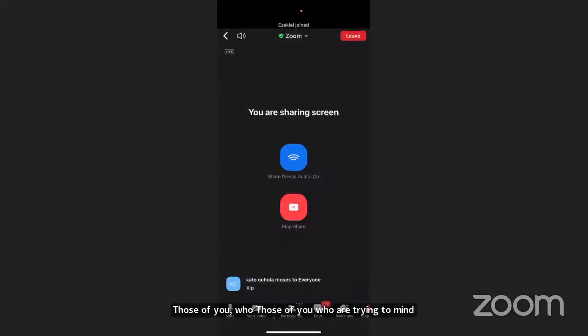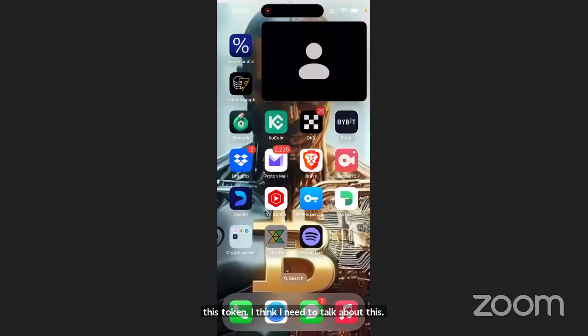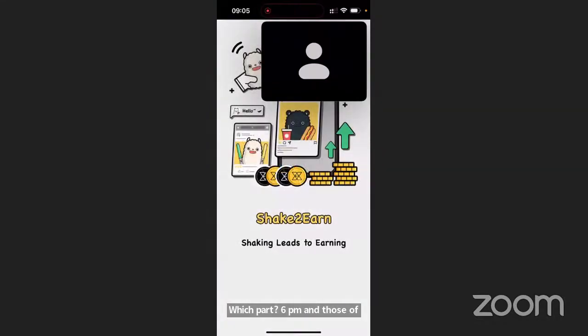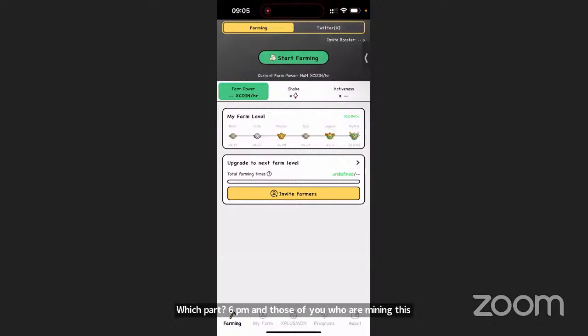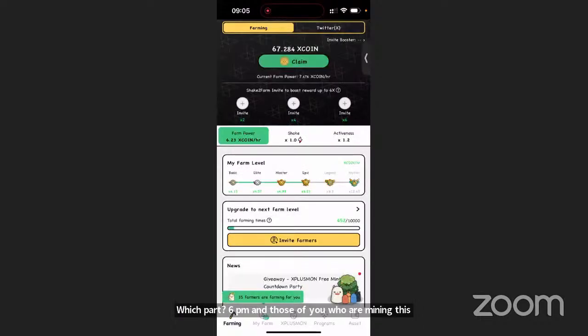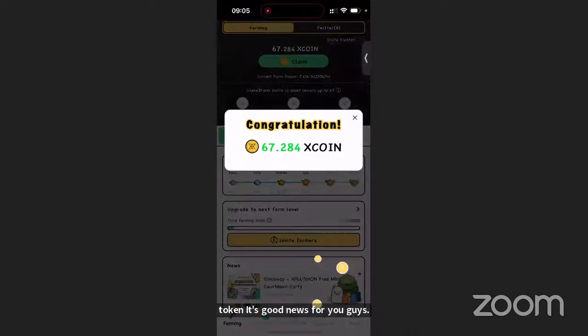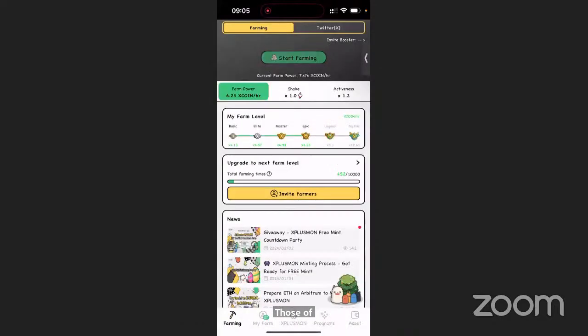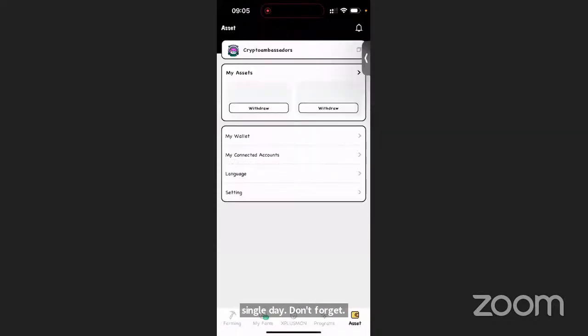Those of you who are trying to mine this token, I think I need to talk about this. Which app? XPL. Okay, those of you who are mining this token, there is good news for you. Make sure you always claim your tokens every single day. Don't forget. And as you claim, your tokens will always sit here in your assets.